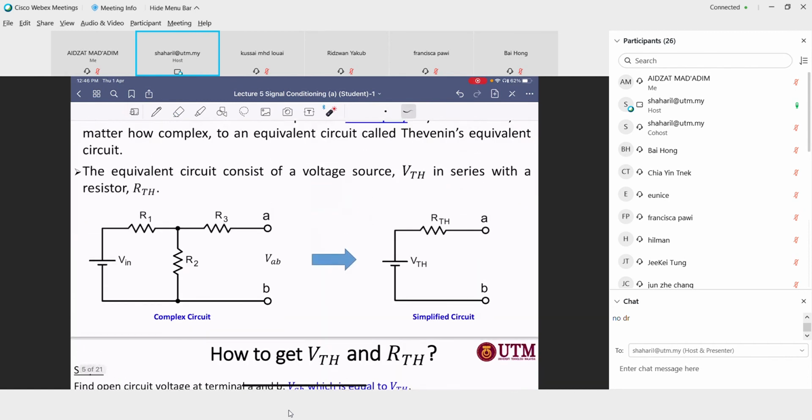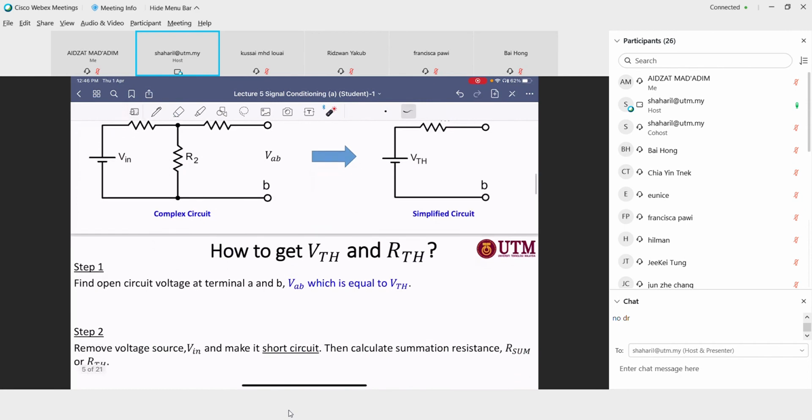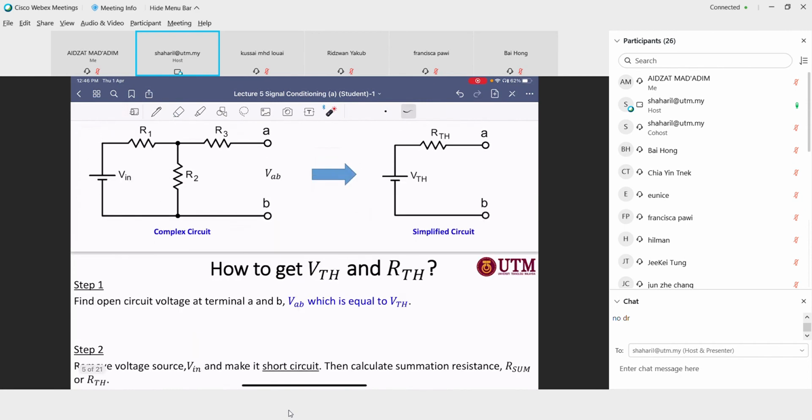You only need the Thevenin voltage, VTH, and also the Thevenin resistance. So how to get the Thevenin voltage? It's simple. What you need to do is find the output voltage at the terminal AB here. That means VAB.